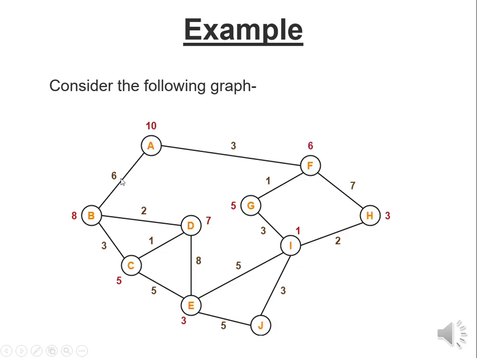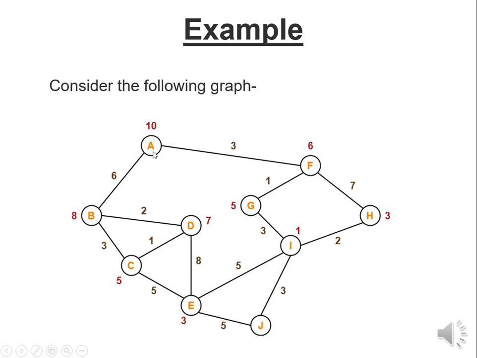The g of n value here is 6, and h of n is connected with the node, also considered the heuristic value. In this case the heuristic value of B, that is h of n, is 8. So in order to evaluate f of n, that is f of B, we have to add g of n plus h of n, that is 6 plus 8. The total value is 14.